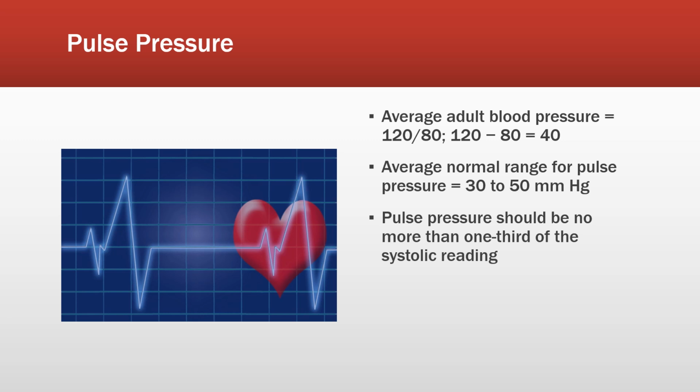The average normal range for pulse pressure is 30 to 50 millimeters of mercury. Remember, when we are measuring any kind of blood pressure, it's always in millimeters of mercury. That's just what the gauge is. The pulse pressure should be no more than 1/3 of the systolic reading. We really want to be mindful of that.